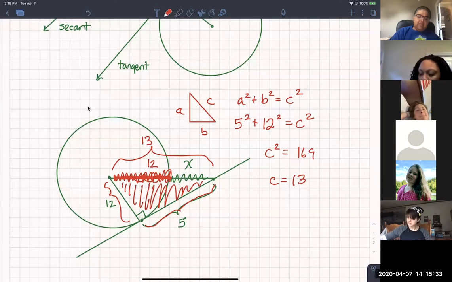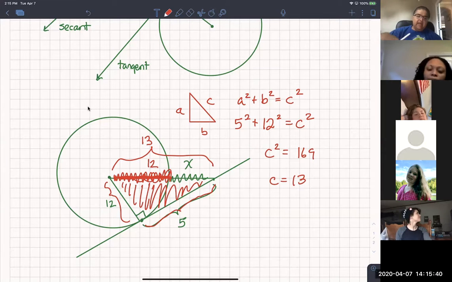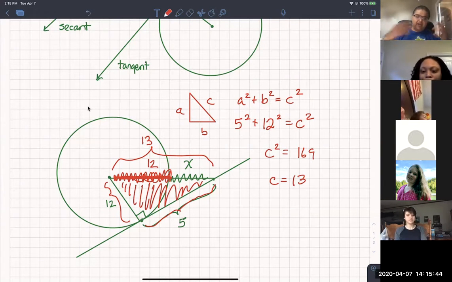Does everyone see how we did that? We said that the radius is perpendicular to the tangent at the point of tangency, and it forms a right triangle. And we can use the Pythagorean theorem to find the sides. And we know that if one radius is 12, every radius in the circle is 12. And if the whole thing is 13 and a piece of it is 12, the rest of it is 13 minus 12.